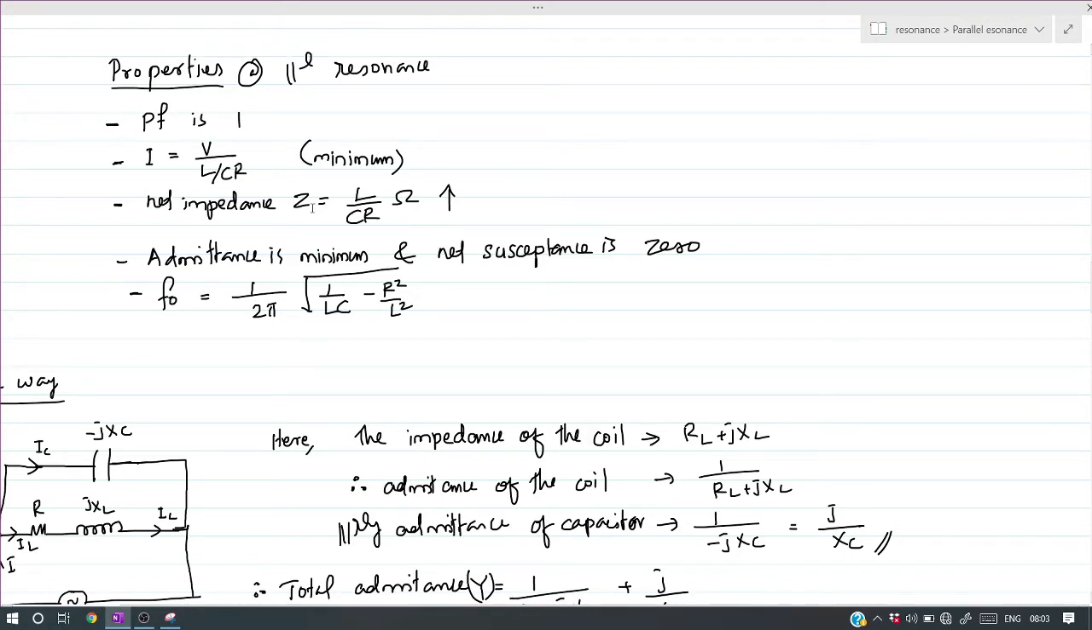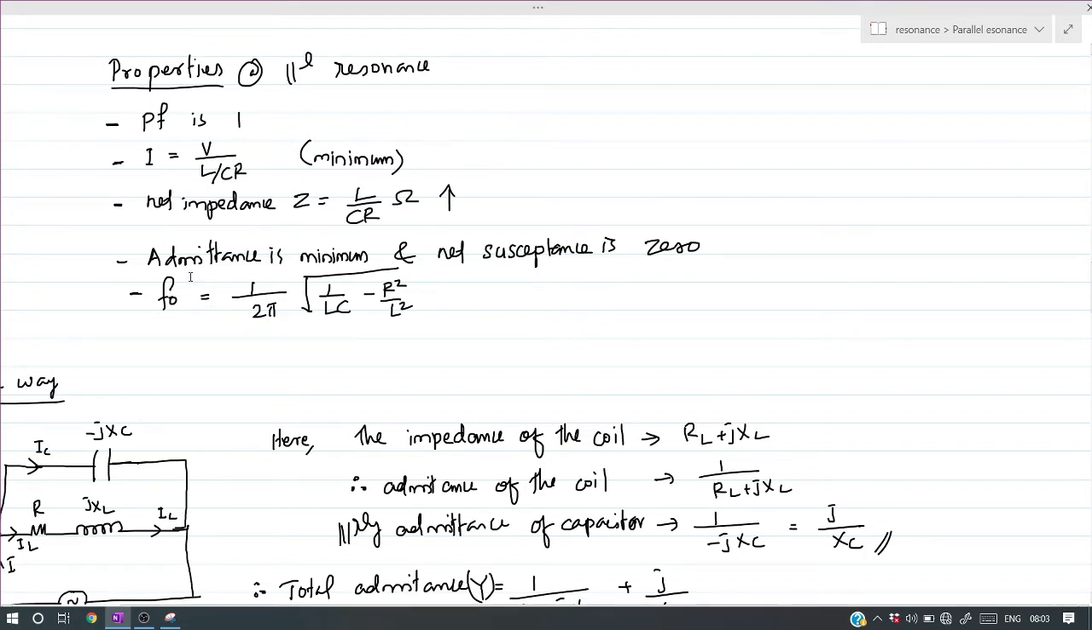And as impedance and admittance are reciprocal, as impedance is more, admittance is minimum, and the reactive part of this admittance is 0. That is, net susceptance is 0. Let's see this in detail later.